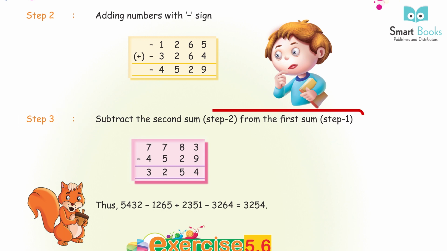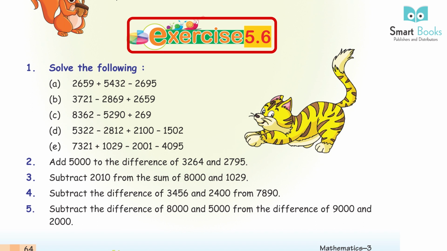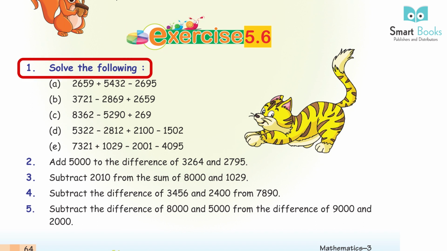Step 3. Subtract the second sum, Step 2, from the first sum, Step 1. 7,783 minus 4,529 is equals to 3,254. Thus, 5,432 minus 1,265 plus 2,351 minus 3,264 is equals to 3,254.